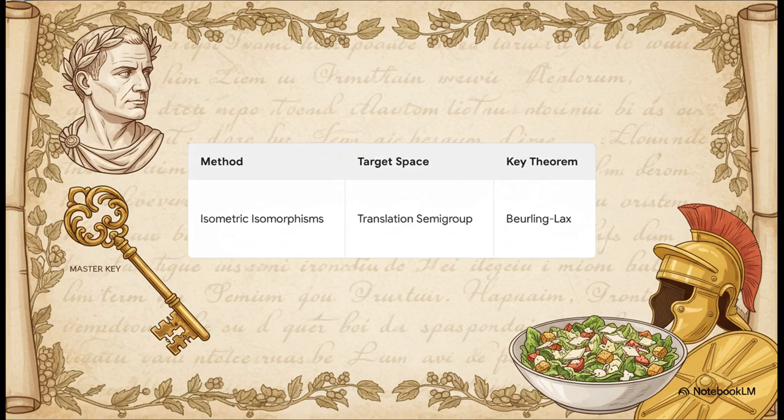They take our continuous semigroup and linearize it into a translation semigroup. Once it's safely translated into that specific space, it unlocks the ability to use the famous Bjorling-Lax theorem. In operator theory, Bjorling-Lax is basically the master key for characterizing exactly what these shift-invariant subspaces look like. It allows us to catalog them completely.